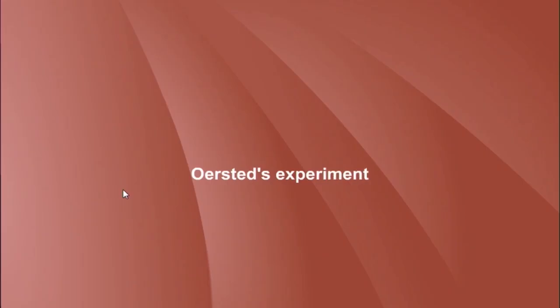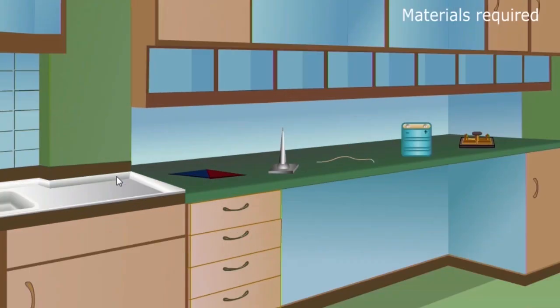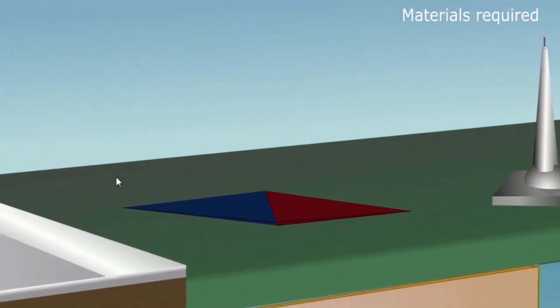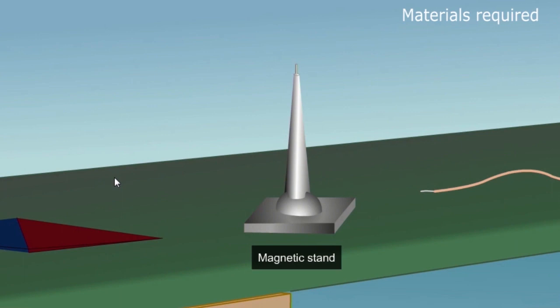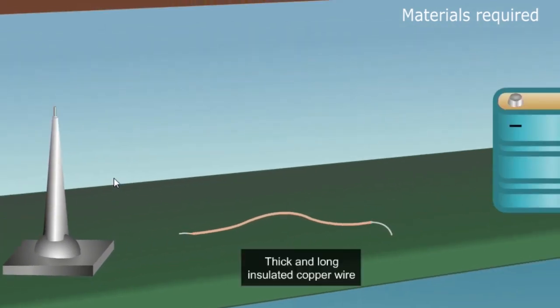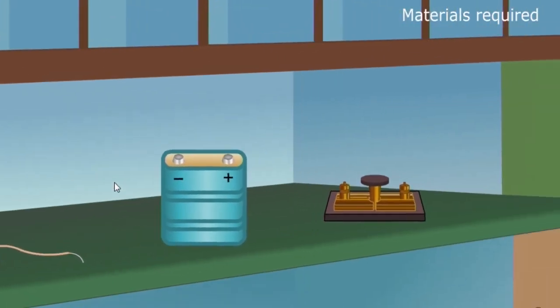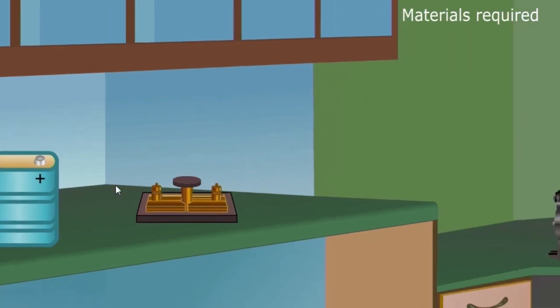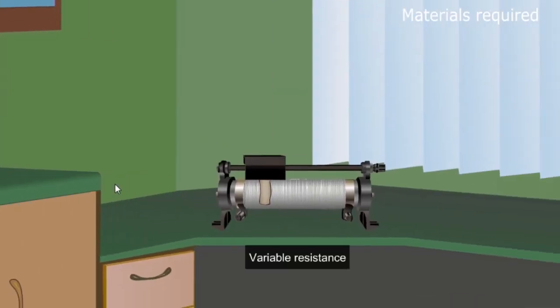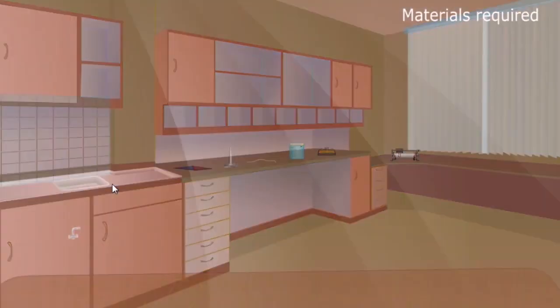Now students, we will be performing the Ørsted experiment. By an activity, we will try to relate Ørsted's experiment. For this, we will be requiring certain material. We will be requiring a magnetic needle, a magnetic stand, a thick and long insulated copper wire, a battery and plug key, a switch for the current, and a variable resistance, which is also known as a rheostat.